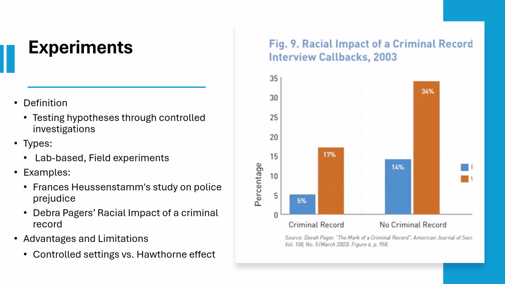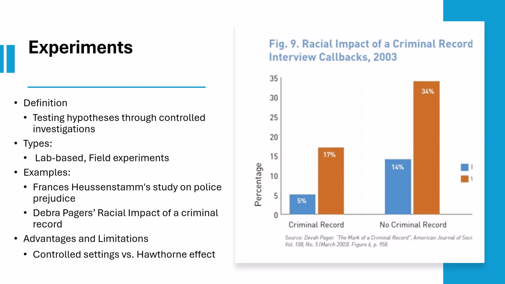Another notable example is Devah Pager's study on the racial impact of the criminal record, where she sent pairs of black and white job applicants with similar qualifications to apply for jobs and observe the differences in callback rates, which are noted here in this image.